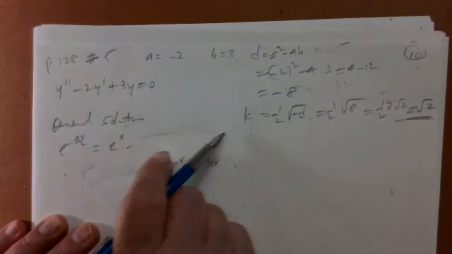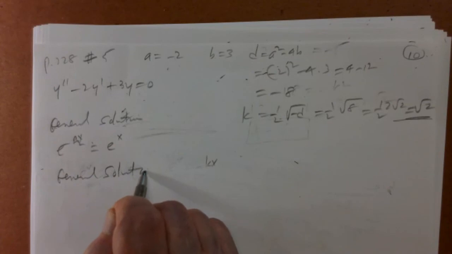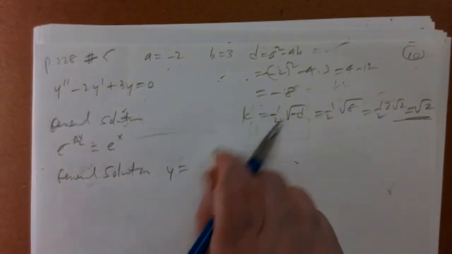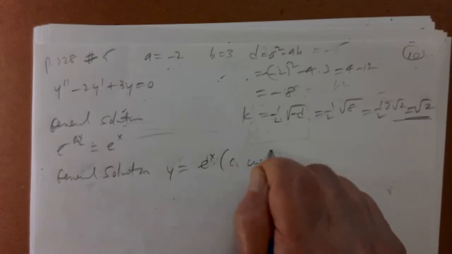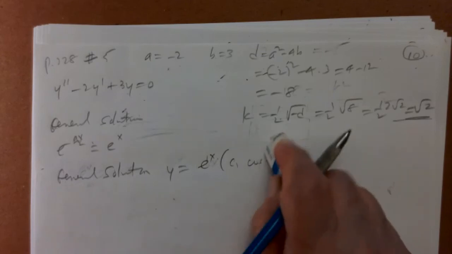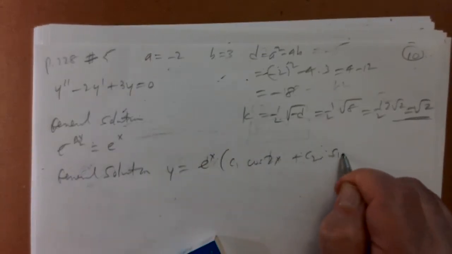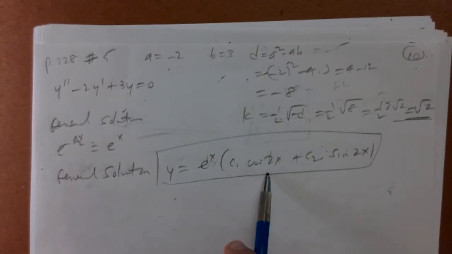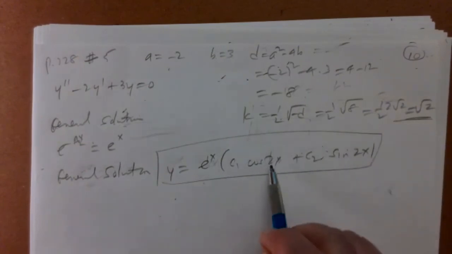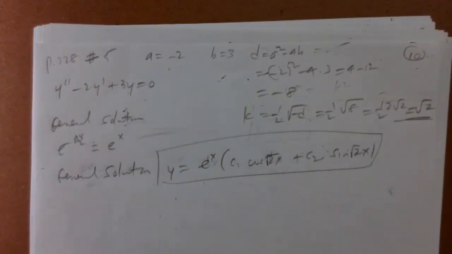So it's really, factor out the e to the x. So the general solution is y equals e to the x, times c1 cosine kx plus c2 sine kx, where k is the square root of 2. That's the general solution of the differential equation. In problem 5, yeah, they just want the general solution. That's it.